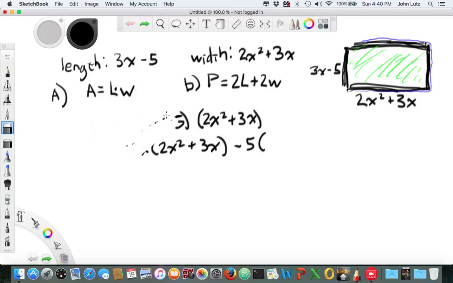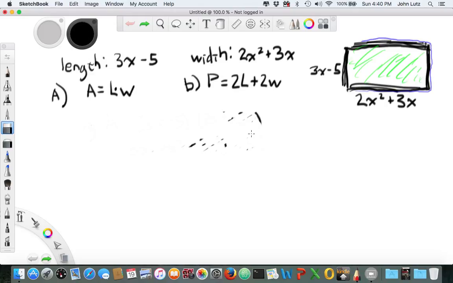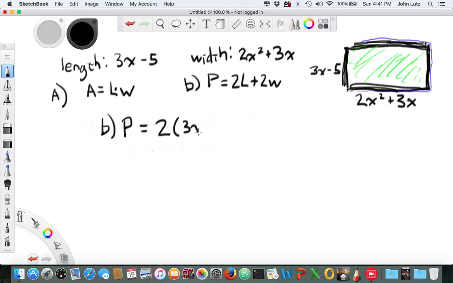All right, so now we're going to find the perimeter. Okay, let's get rid of this and find the perimeter. So again, the perimeter, you're just adding each of these. But let's go ahead and use our fancy formula for perimeter. Perimeter is 2 times length plus 2 times width. So we're going to say perimeter is 2 times 3x minus 5 plus 2 times 2x squared plus 3x.